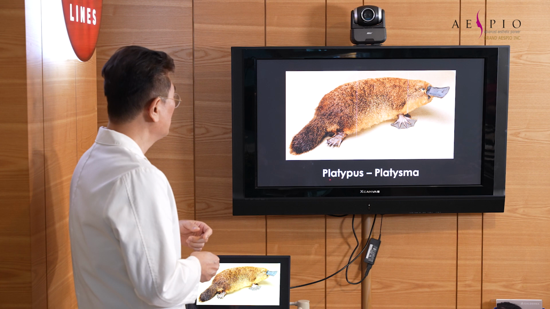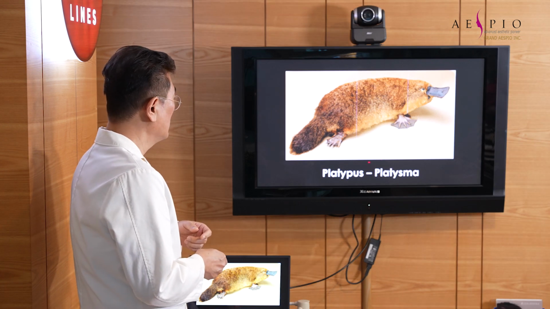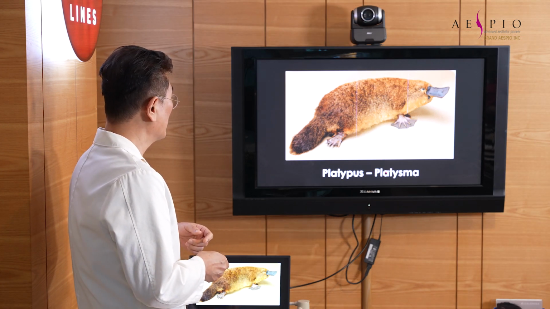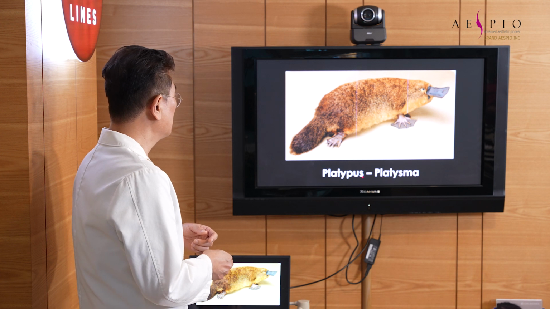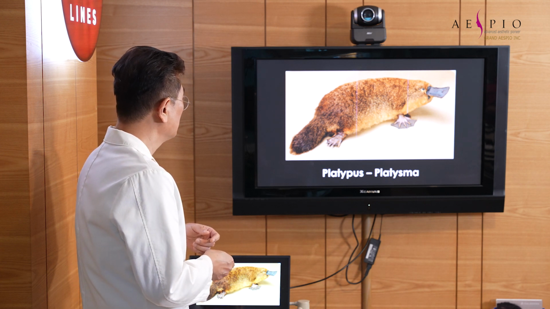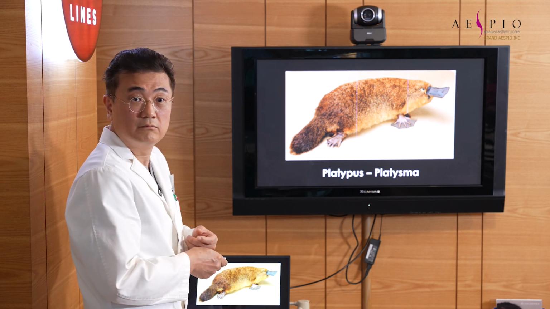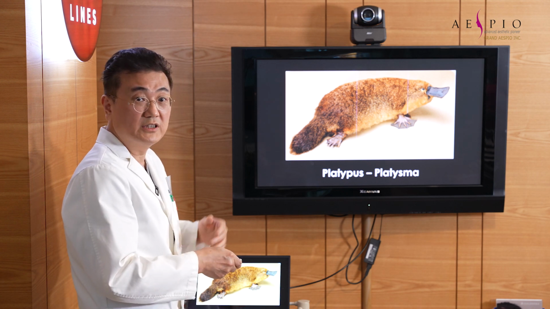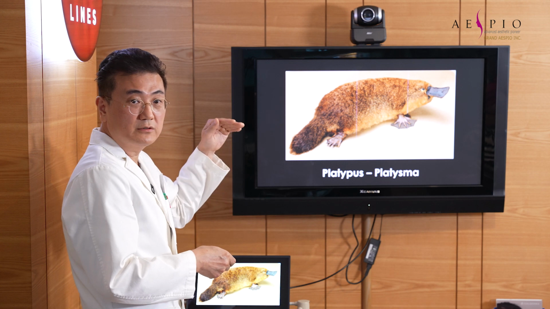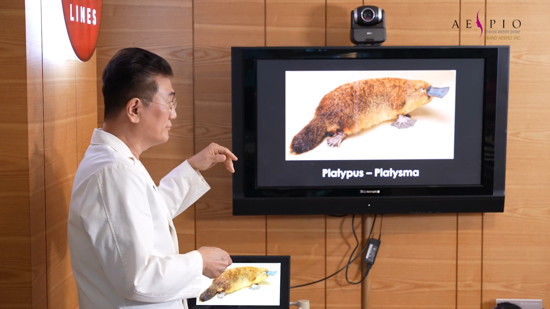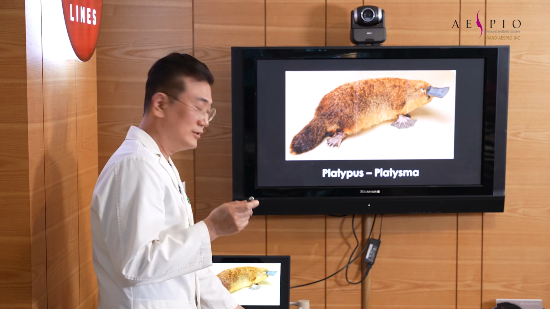It is called the platypus. The platysma originated from this platypus. Its evolution is the name? Yeah. The name of platysma? Yeah, platysma. The platysma muscle is an evolutionary muscle. I'll show you.